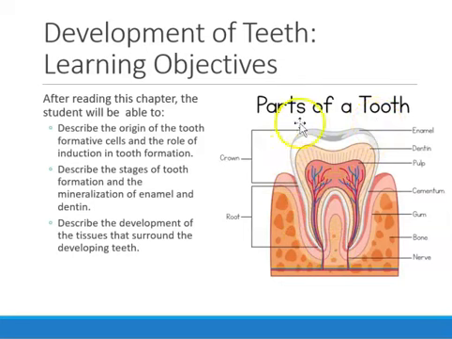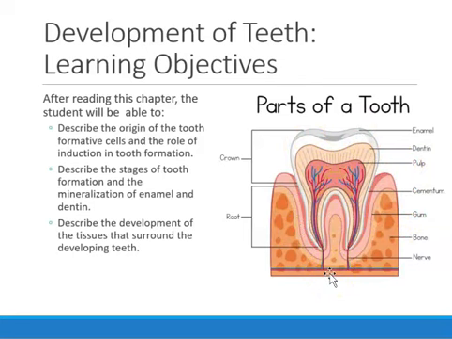This is the crown, which is on the outside. The root is inside the gum. Covering the root is the cementum. So there's a layer of cementum that just covers the entire root. Okay, we have our gum. Underneath all the teeth, we have bone.